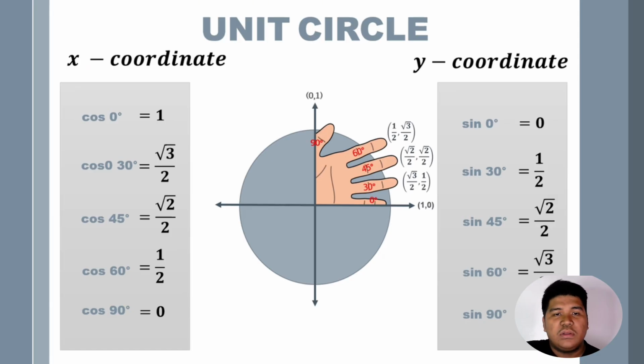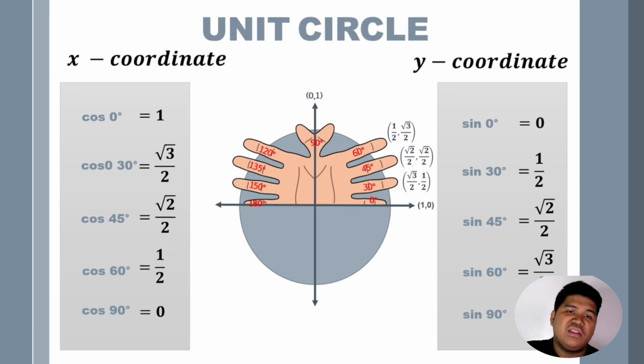In the second quadrant, to create the quadrant, we reflect the first quadrant across the y-axis, then we assign the angles. So 90 degrees plus 30 degrees is equal to 120. 90 degrees plus 45 degrees is equal to 135. 90 degrees plus 60 degrees is equal to 150. And 90 degrees plus 90 degrees is equal to 180. Since the second quadrant is a reflection of the first quadrant, the values remain, but the x-coordinate becomes negative.